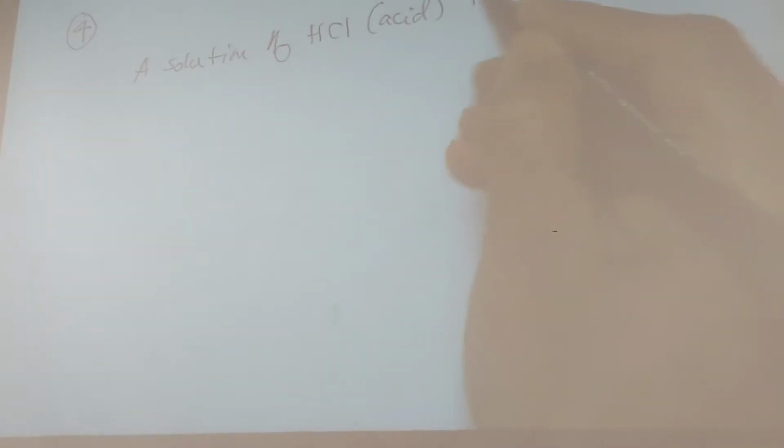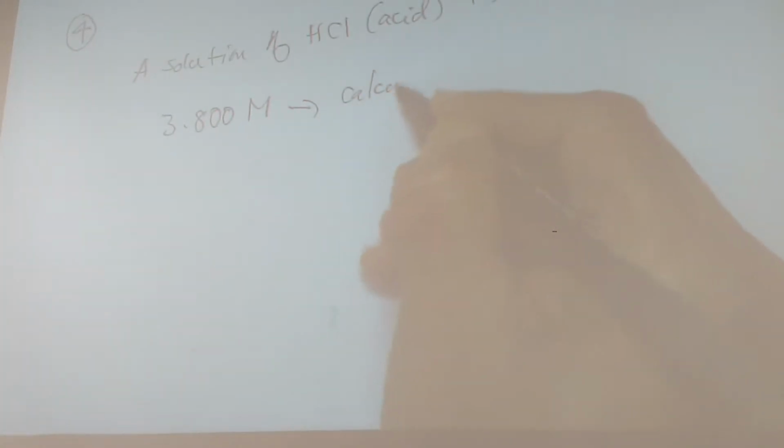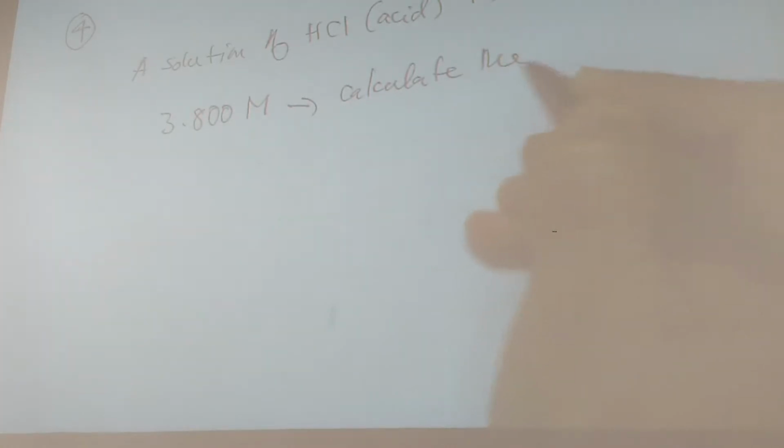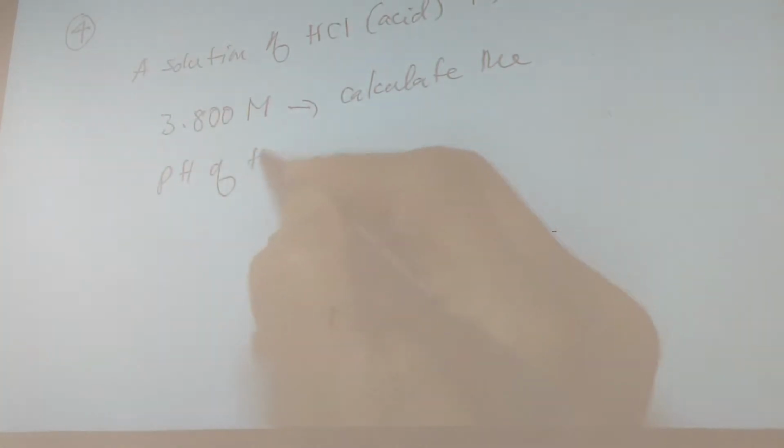Number four, an example, and then I'll let you do the experiment. Page number four. How about I have a solution of HCl, an acid, that is 3.800 molar? Calculate the pH of this solution. This is an example, and then we'll do the base.